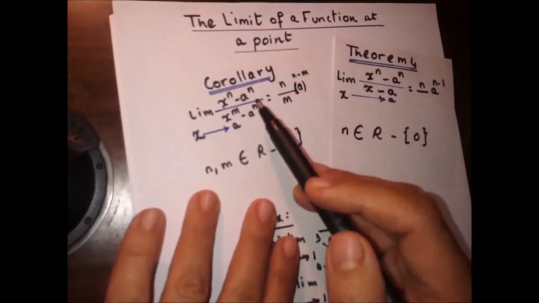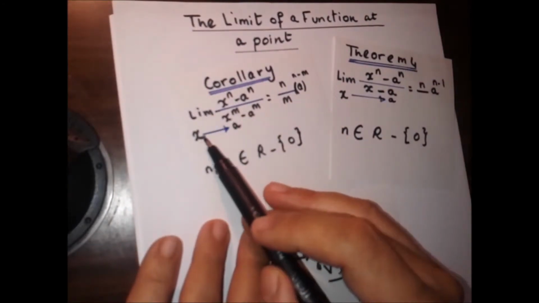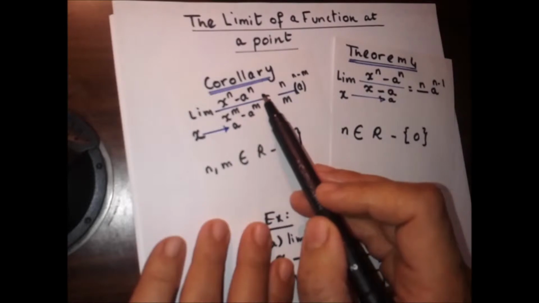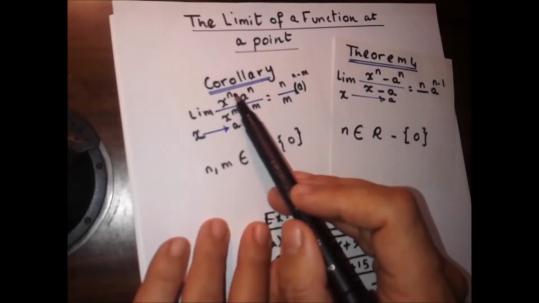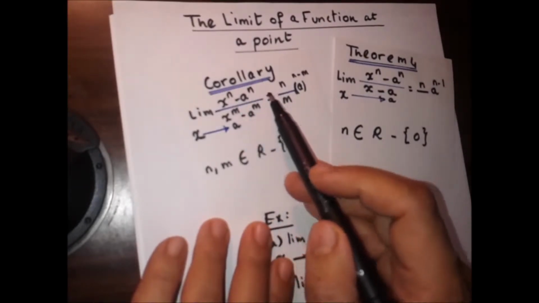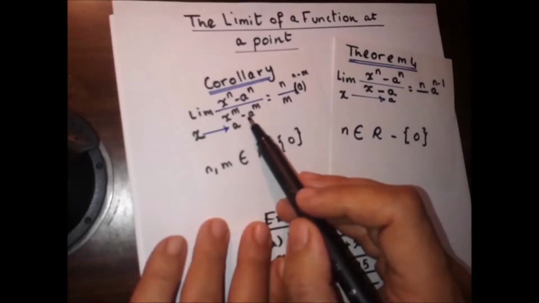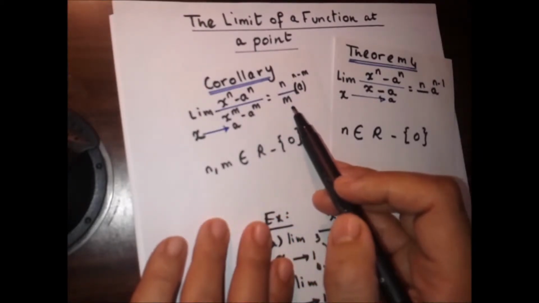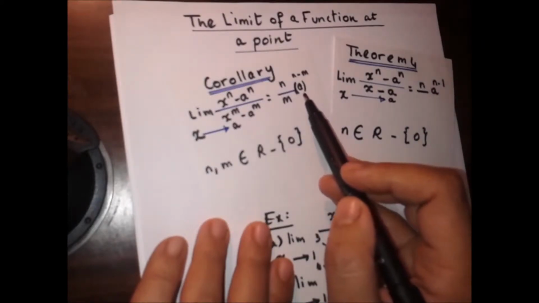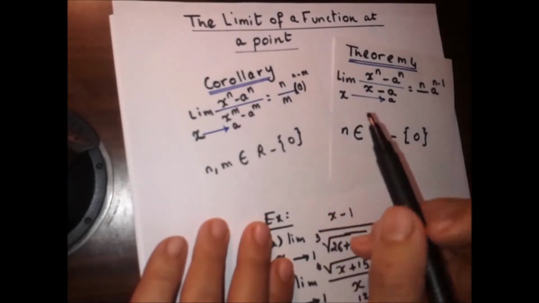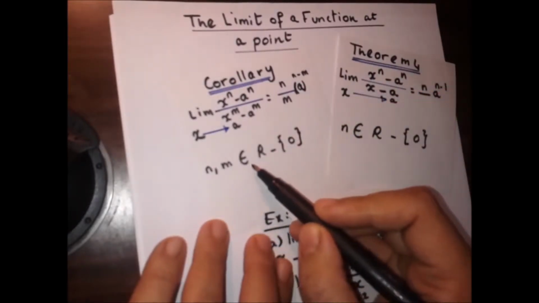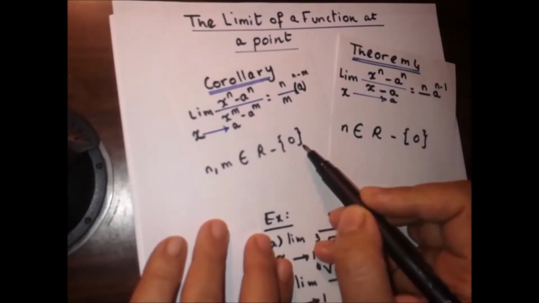The corollary: we have the limit as x tends to a of a fractional function in this form. In the numerator we have x to the power n minus a to the power n, over x to the power m minus a to the power of m, and this is equal to n over m times a to the power n minus m, for each n and m belonging to R except 0.